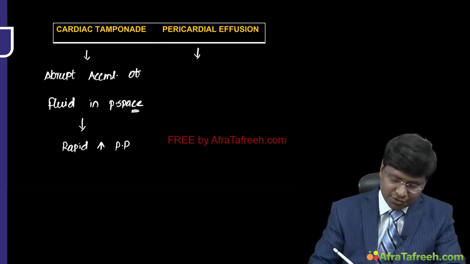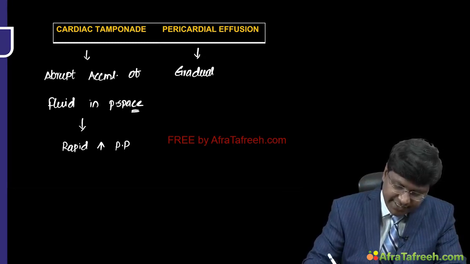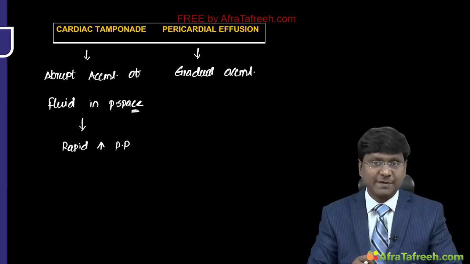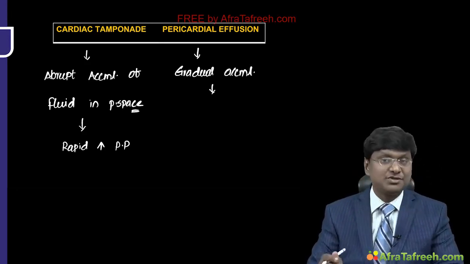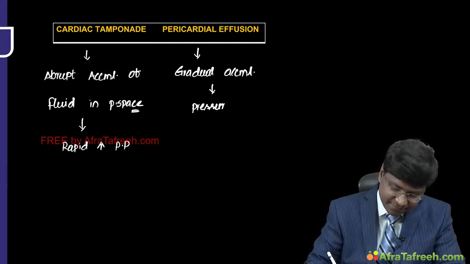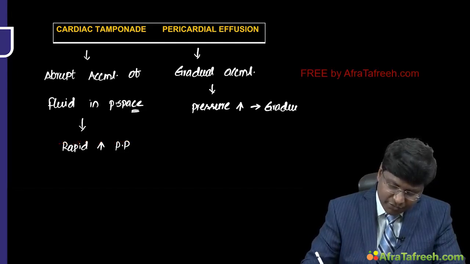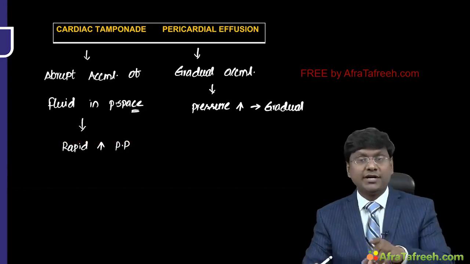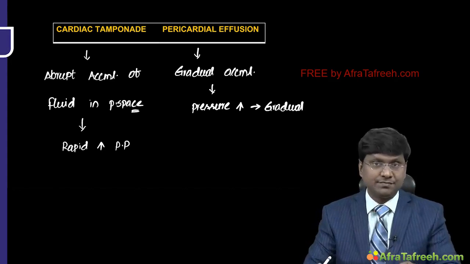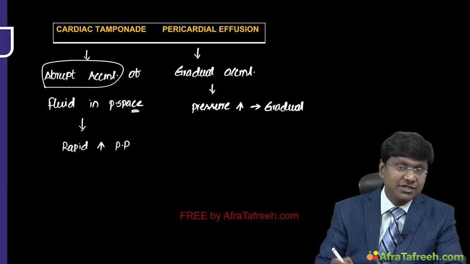And in pericardial effusion, the fluid which is accumulating within the pericardial space is a gradual accumulation of the fluid in the pericardial space. Because it is a gradual accumulation, the pressure rise is also gradual. So what you have to understand here is, it is not the quantity of the fluid which will decide whether it is cardiac tamponade or pericardial effusion, right? It is not the quantity of the fluid. It is the rapidity with which the fluid is accumulating.